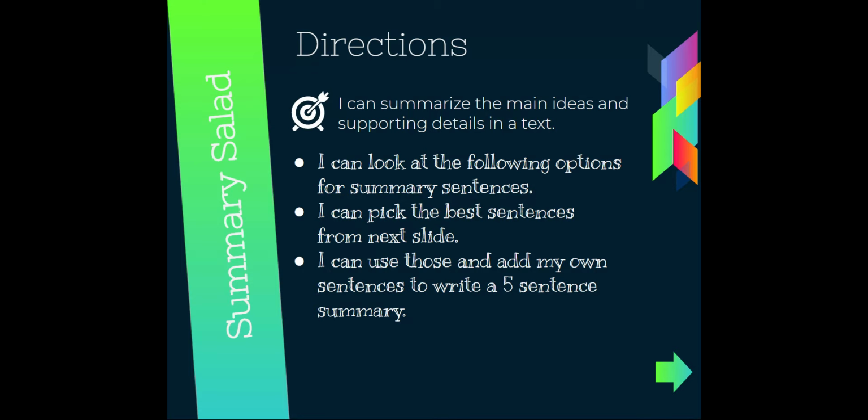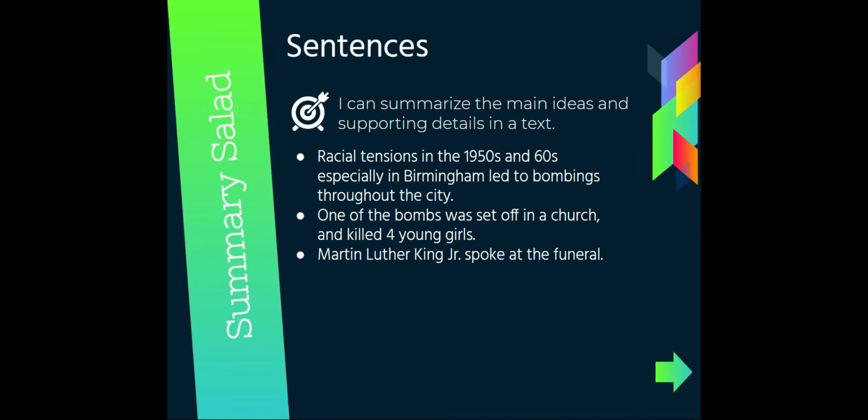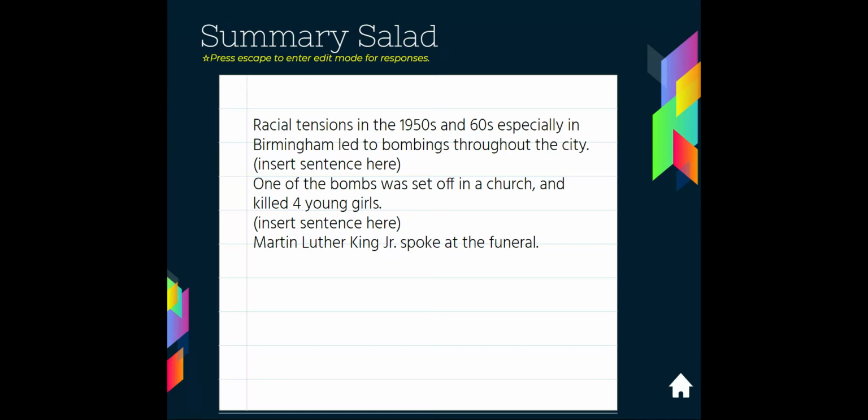I can look at the following options for summary sentences. I can pick the best sentences from the next slide. I can use those and add my own sentences to write a 5-sentence summary, 5 complete sentences. I can summarize the main ideas and supporting ideas in a text. Racial tensions in the 1950s and 60s, especially in Birmingham, led to bombings throughout the city. One of the bombs was set off in a church and killed 4 young girls. Martin Luther King Jr. spoke at the funeral.